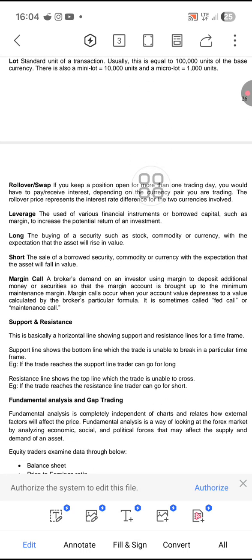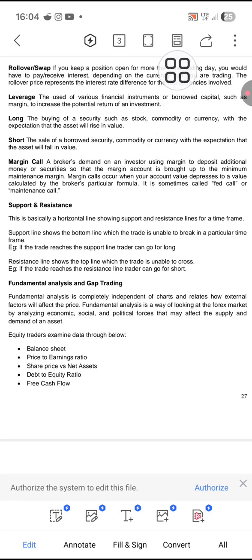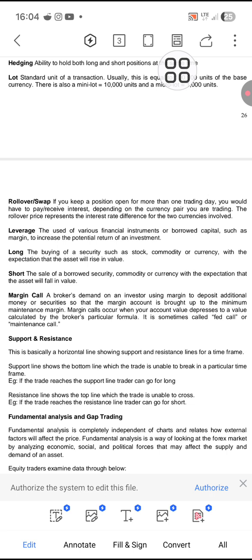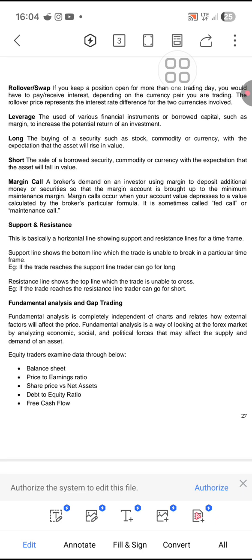Then long. Going long means buying. You are buying a stock. If I say I'm going short on this pair, that means you are selling that pair. A margin call is when your money finishes. The broker demands that an investor using a margin deposit additional money to maintain the position you are in. If not, the position will be closed. That is when the market goes against you.